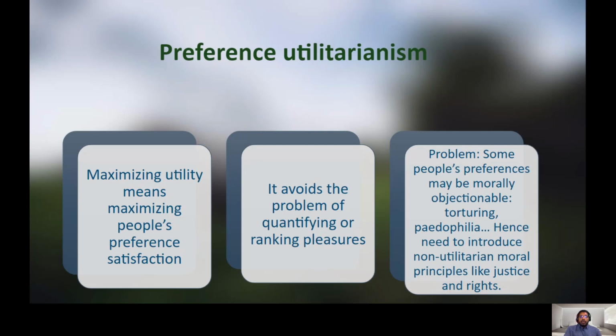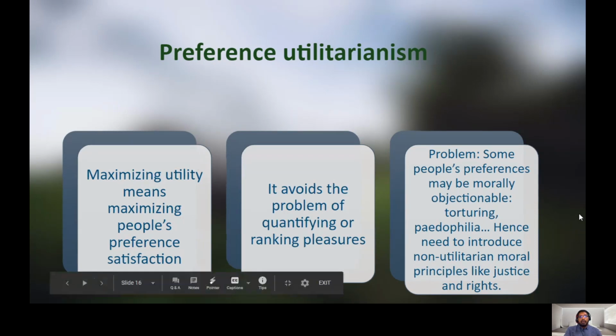Now, what maximizes people's preference satisfaction? People have different kinds of preferences in life. Does this action maximize their preference satisfaction? If so, then it would be a right action. The advantage of this position is it avoids the difficulty in quantifying pleasure or ranking pleasure. But then there is also a problem, because some people may have certain preferences that may be morally objectionable.